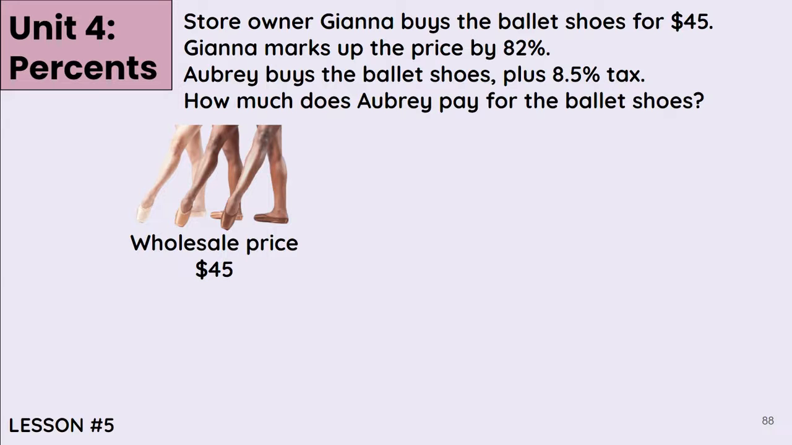Store owner Gianna buys the ballet shoes for $45. Gianna marks up the price by 82%. Aubrey buys the ballet shoes plus 8.5% tax. How much does Aubrey pay for the ballet shoes?